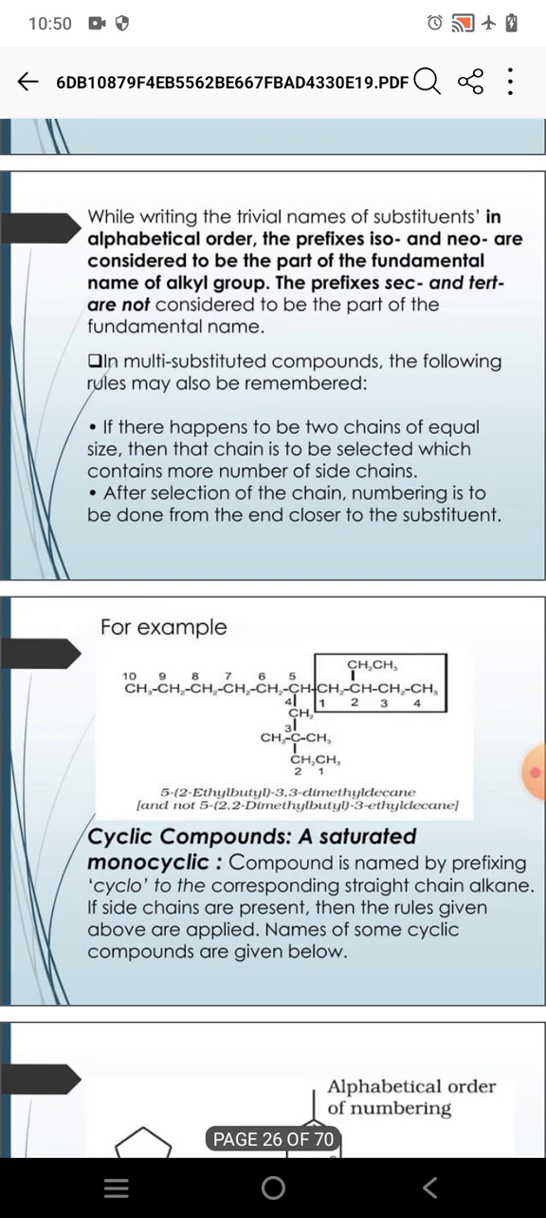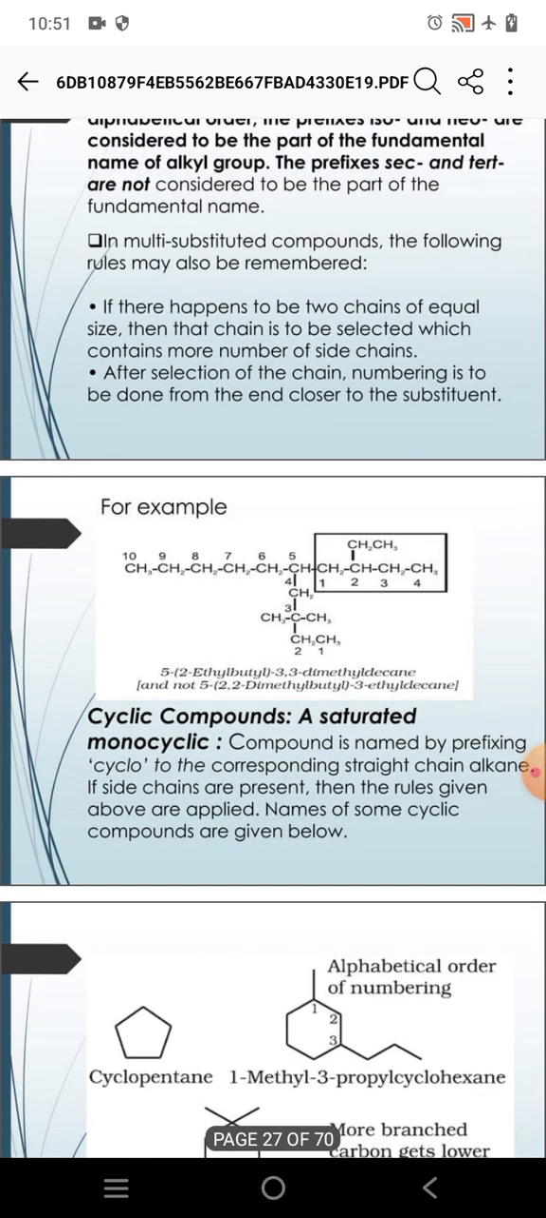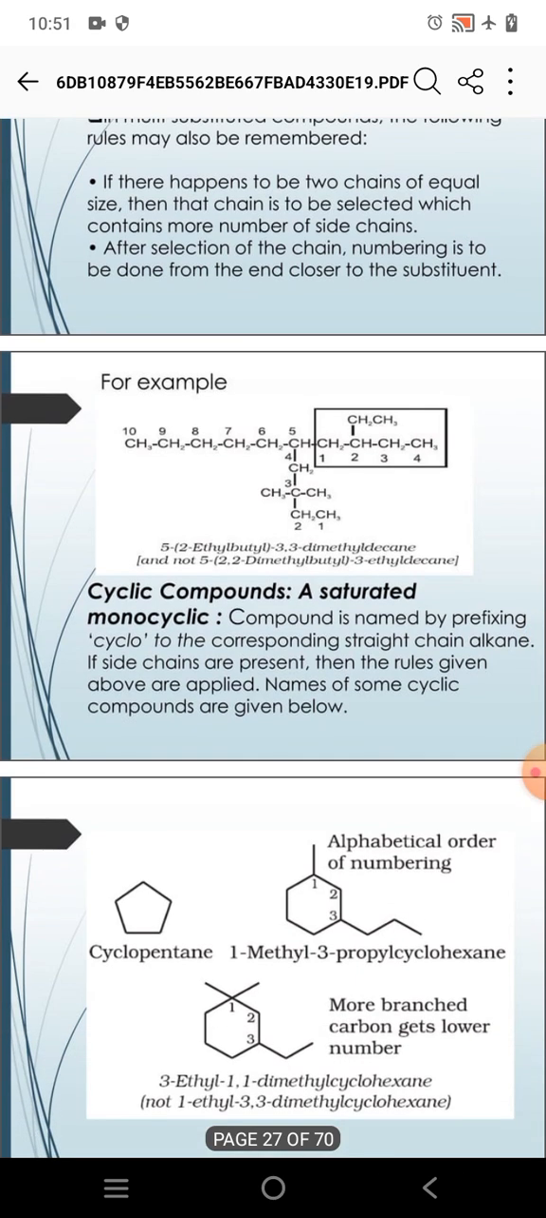While writing the trivial names of substituents in alphabetical order, the prefixes iso and neo are considered to be part of the fundamental name of the alkyl group. The prefixes sec and tert are not considered to be part of the fundamental name. In multi-substituent compounds, the following rules may be remembered. If there happen to be two chains of equal size, then the chain selected is the one which contains more side chains.